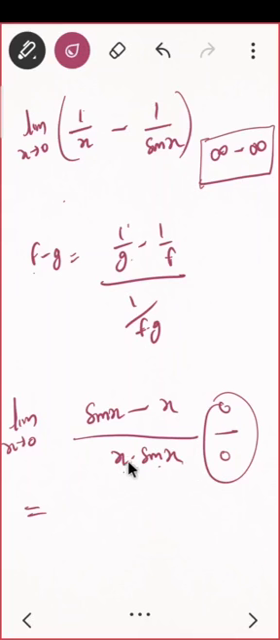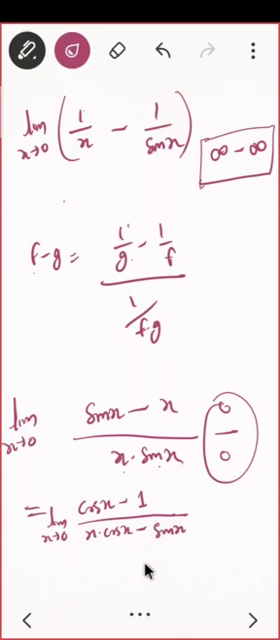What is the derivative? The derivative of sin x is cos x, minus 1, and here I am having the limit extending to 0. Correct? And what is x into sin x? X will be as it is into cos x, plus sin x as it is into the derivative of x, that is 1. What do you see? Do I still have any problem here?